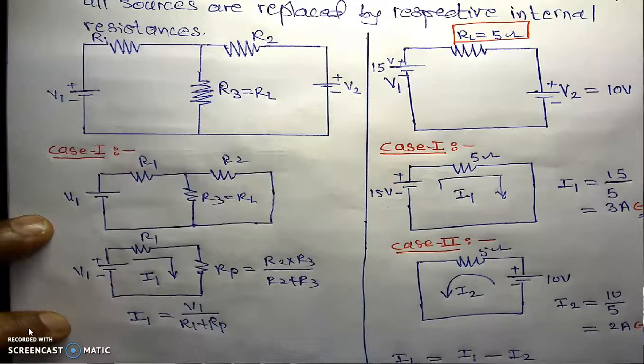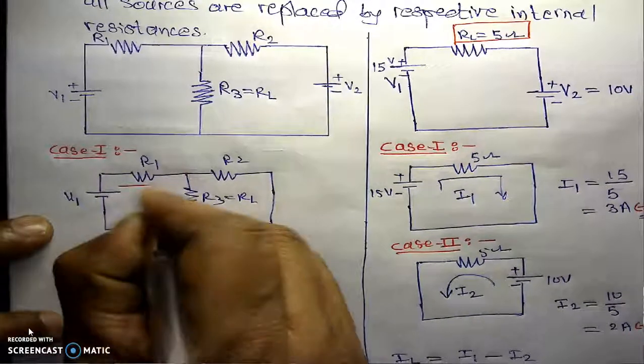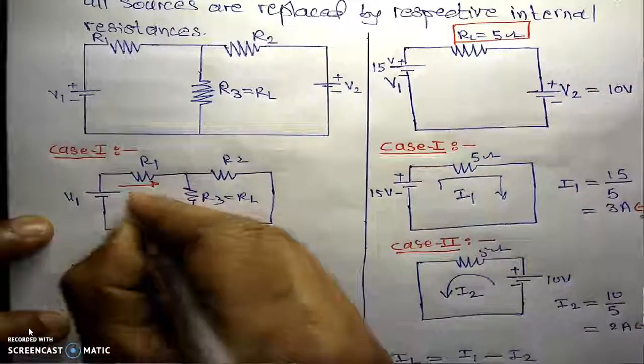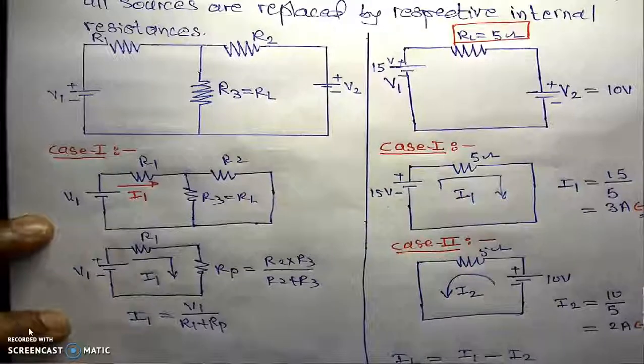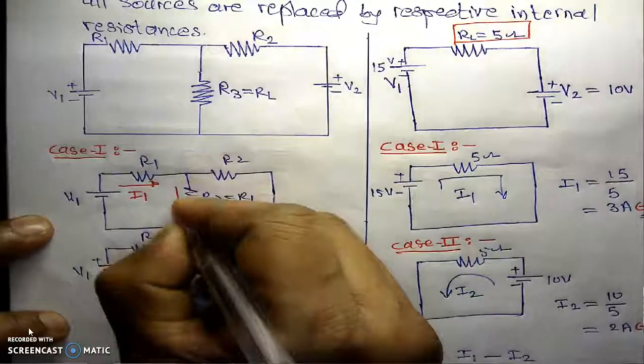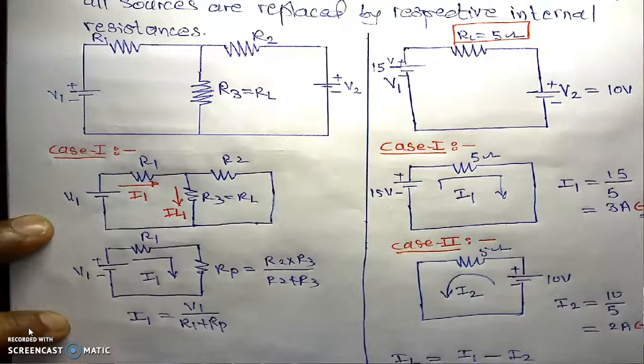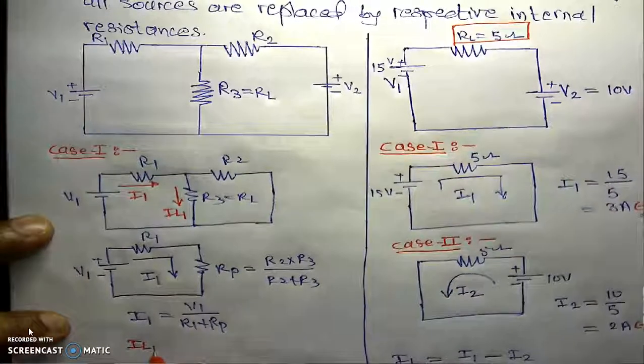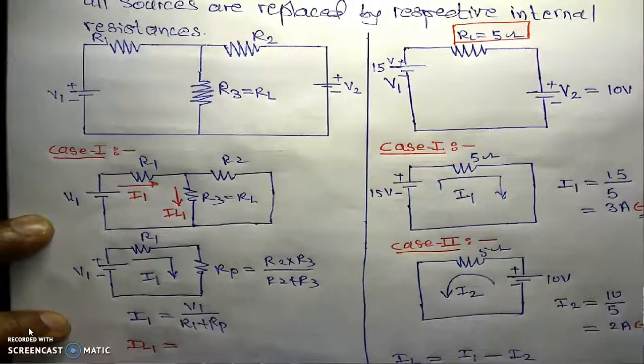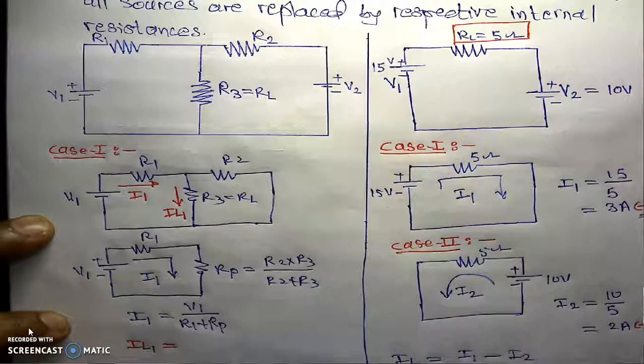Now we know the total current I1. What current have we calculated? We have calculated this current I1, the current from the source. But we are interested in the current in the load resistance. I will call it IL1. We are interested in the current IL1 for the first case, and this IL1 is equal to, we will use the current division rule.